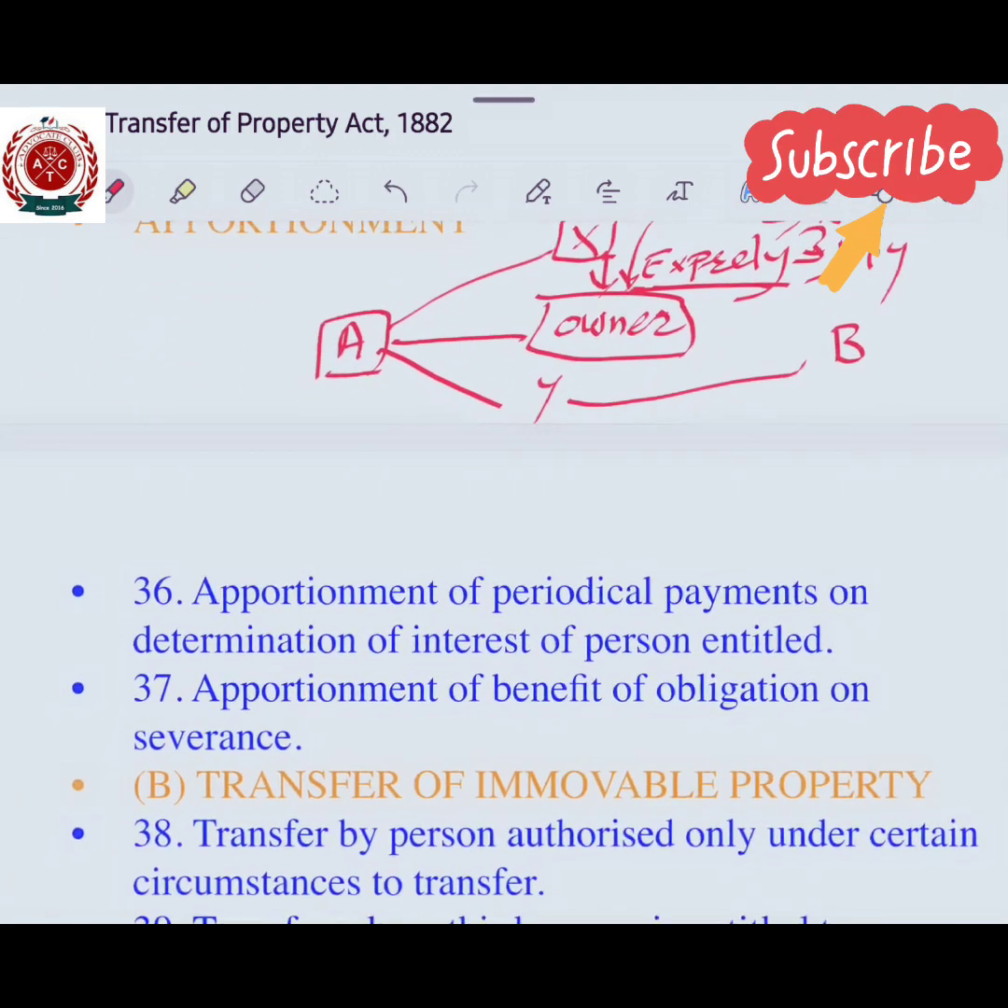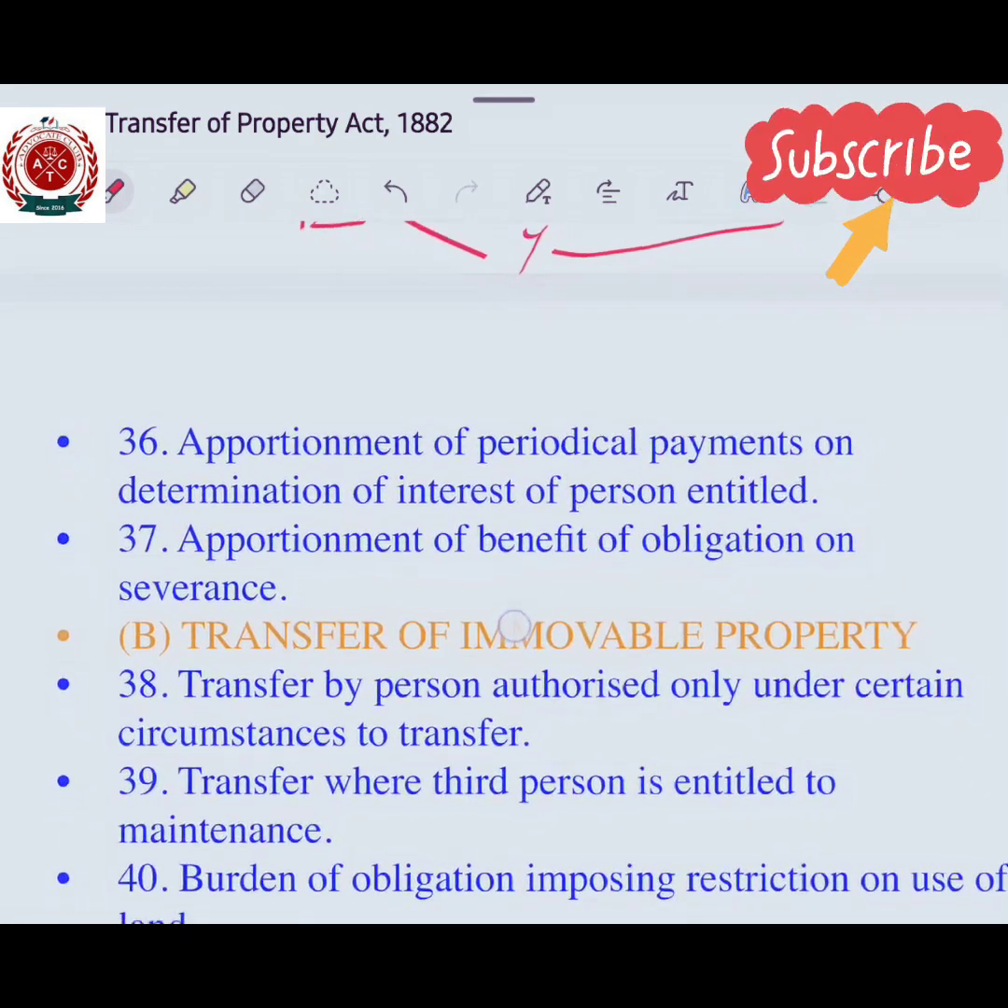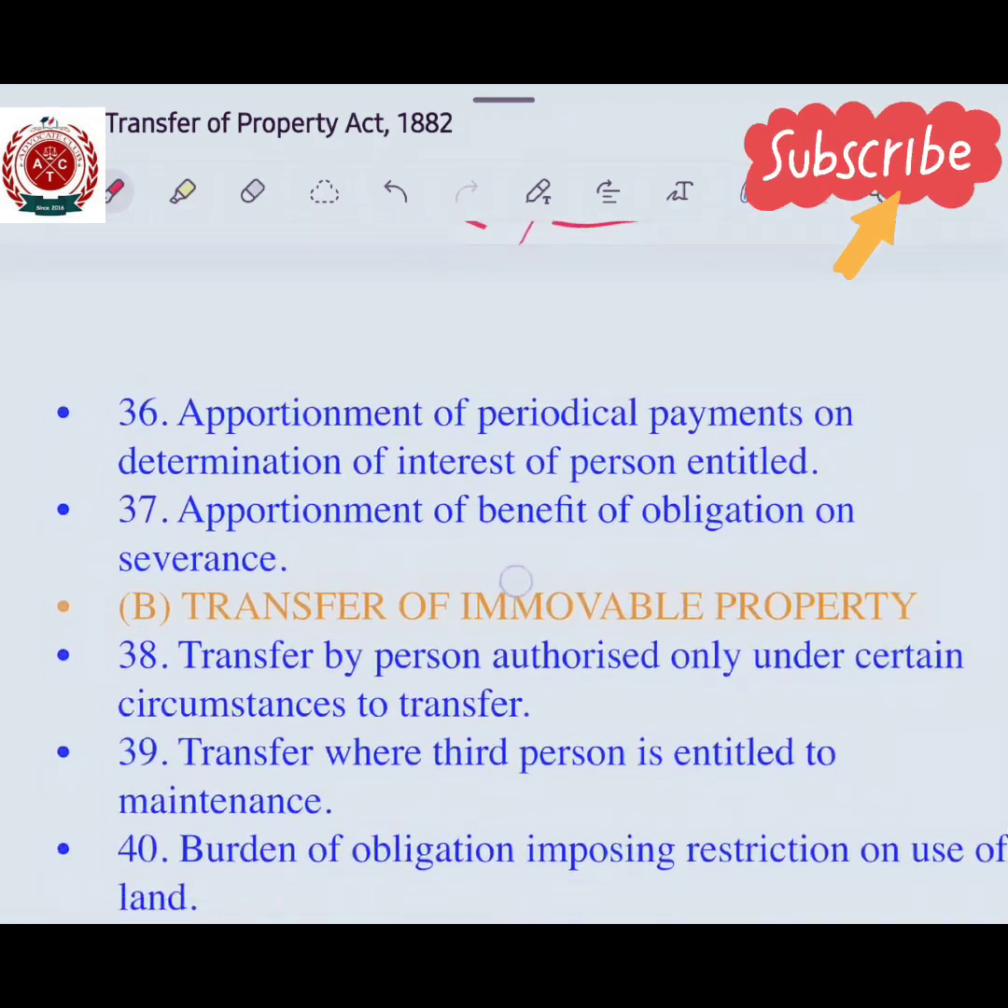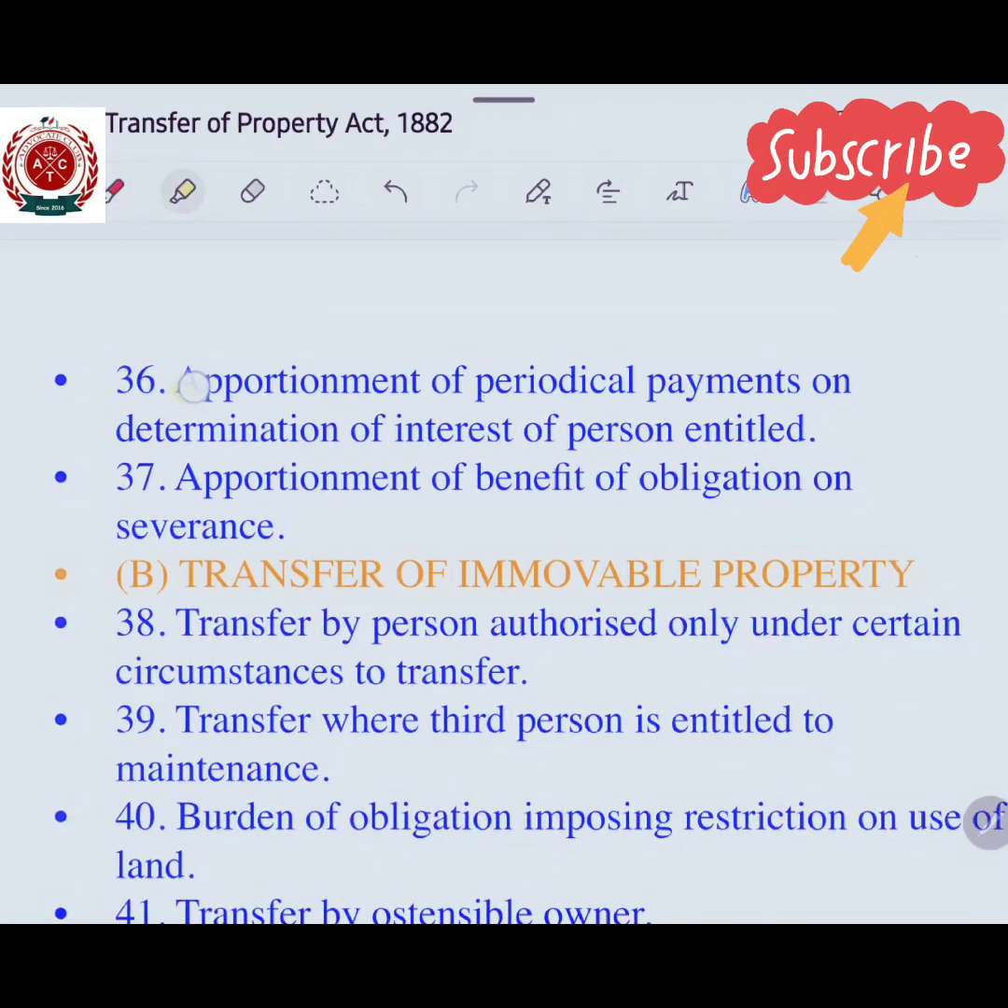Next important section is 41, or we can see 36 is also about apportionment. The doctrine of apportionment means a distribution of rent, periodical payment, and determination of interest of the person entitled. Who is interested? The person entitled, interest, entitled title. Then if the interest of the person entitled is determined on payment, then the distribution of rent is necessary.